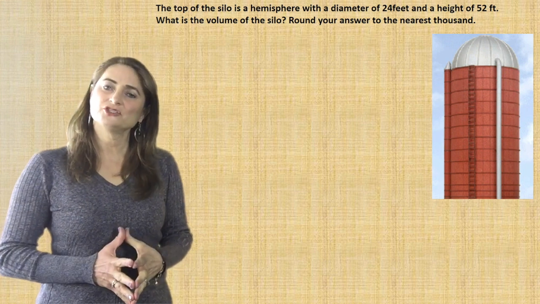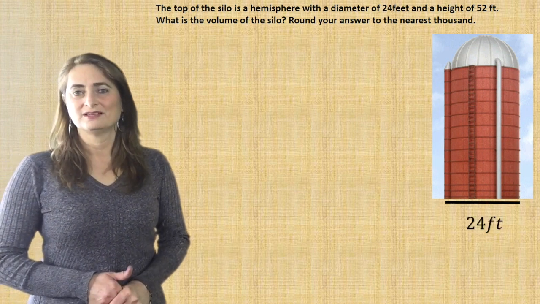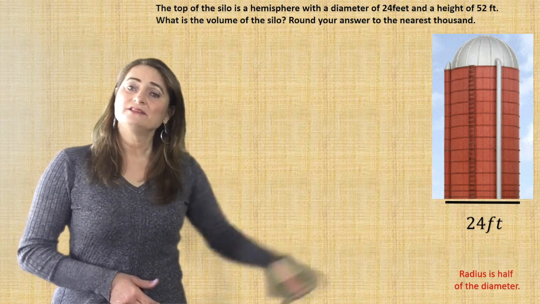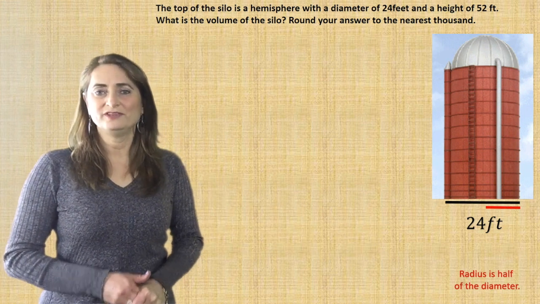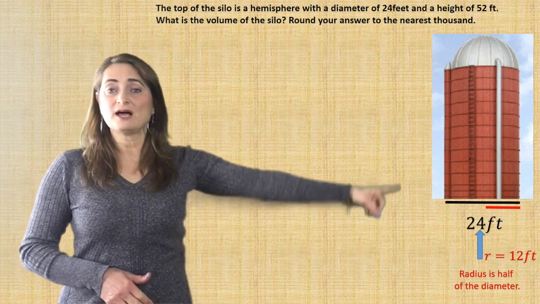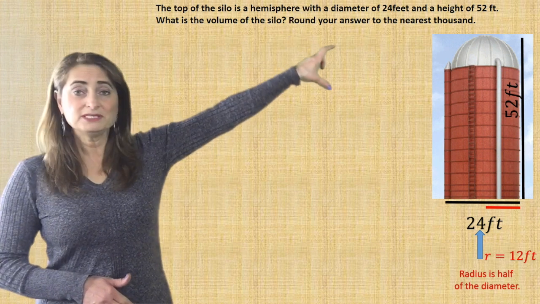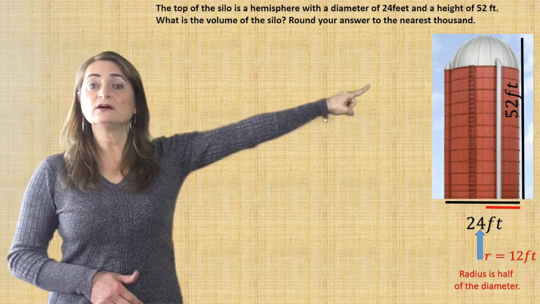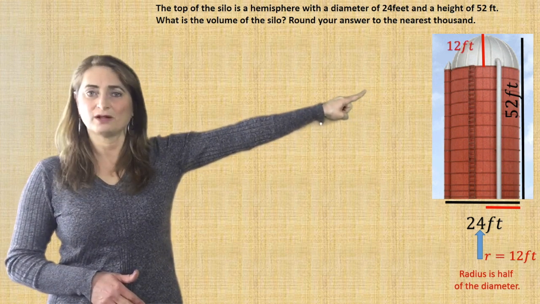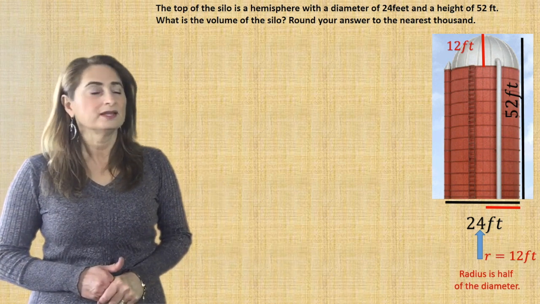Let's talk about the dimensions they gave us first. The diameter is 24 feet. But I know to find the volume, I need the radius. The radius is half of the diameter, which is 12 feet. The height of the silo, all of it, from the top to the bottom, is 52 feet. But I know that the hemisphere, from the top to the center of the circle of the hemisphere, is also the radius, which is also 12 feet, because it's the same as the radius of the bottom of the silo.